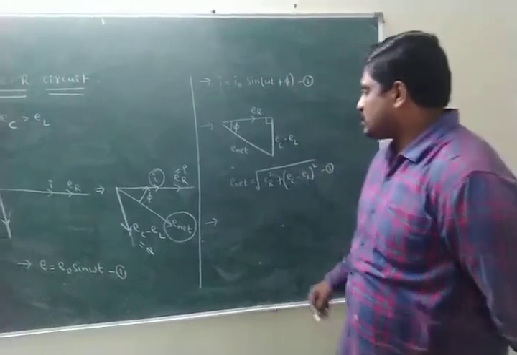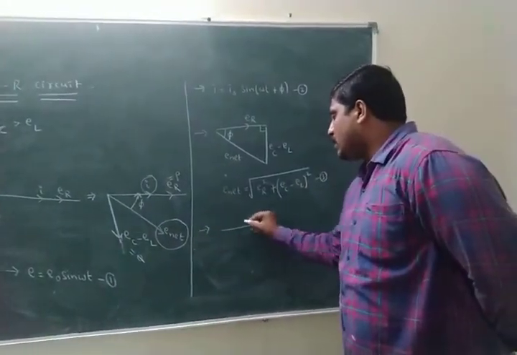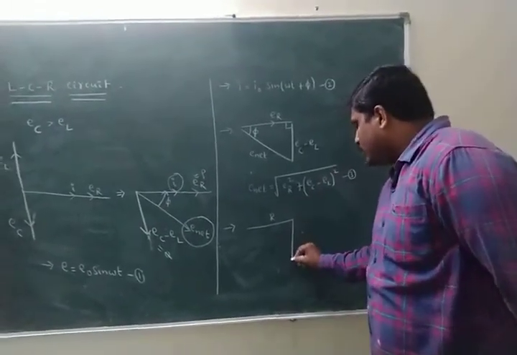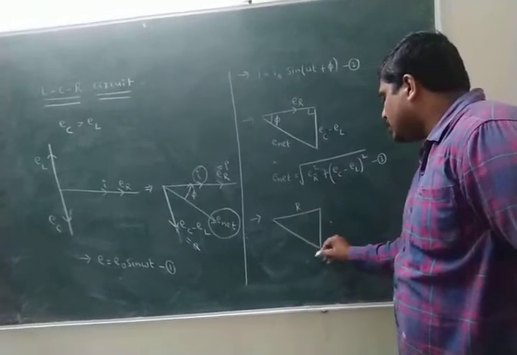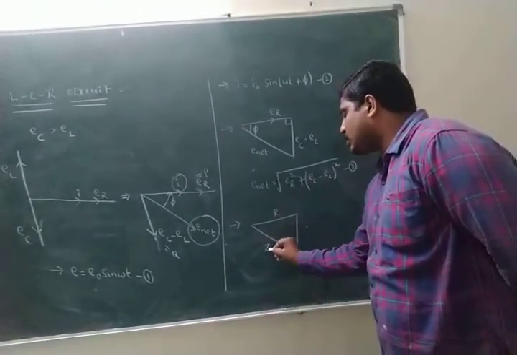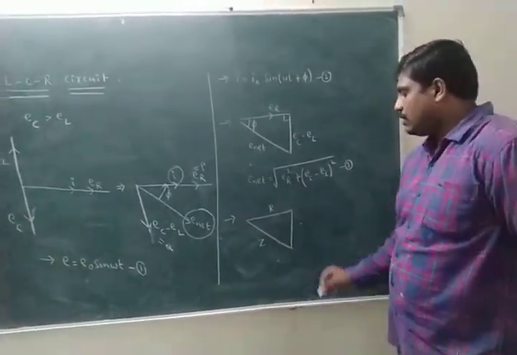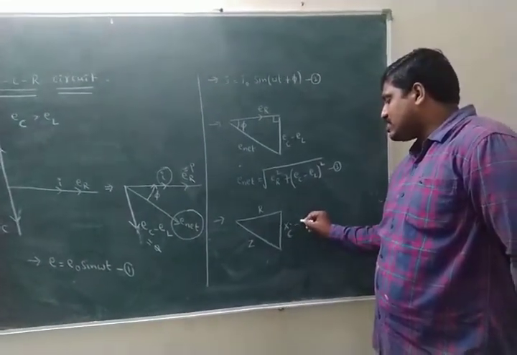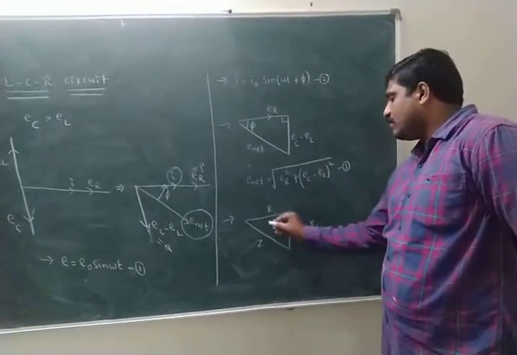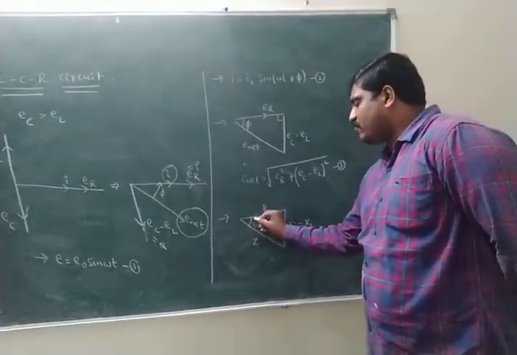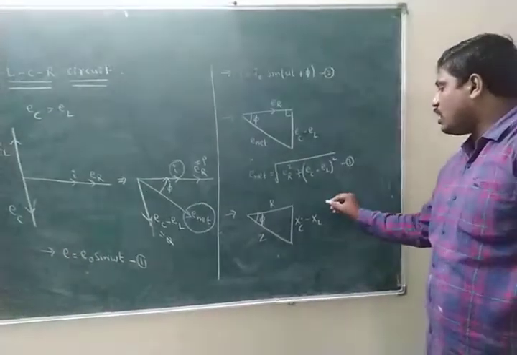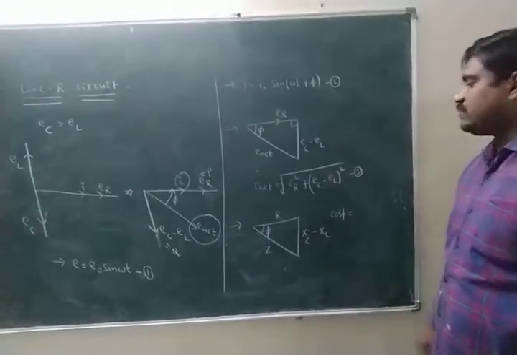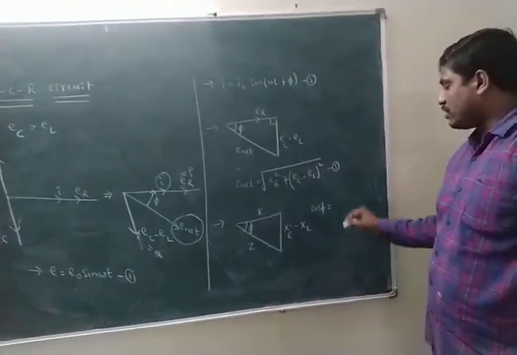Look here now. Next one. This is ER. Simply this is called R. Here now, this is E net. The total resistance in the circuit is called impedance. Here EC minus EL, simply XC minus XL. Here this angle is phi. Here also cos phi is called power factor. Cos phi is called power factor.